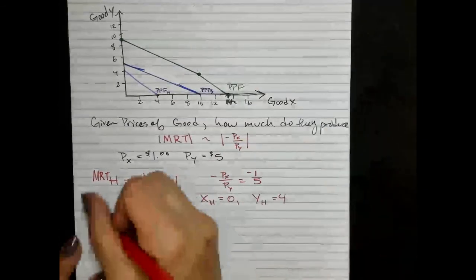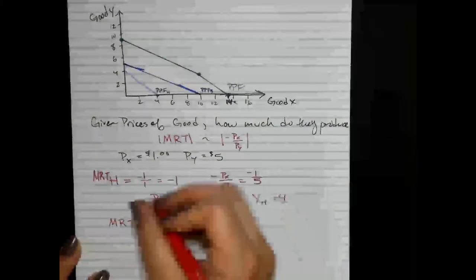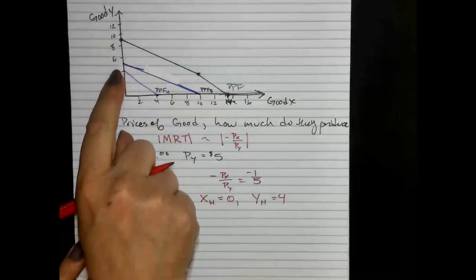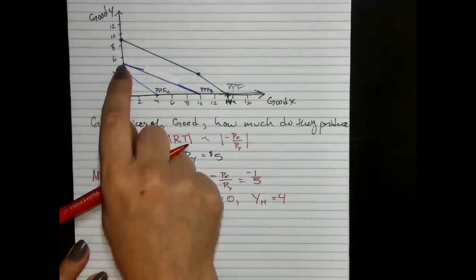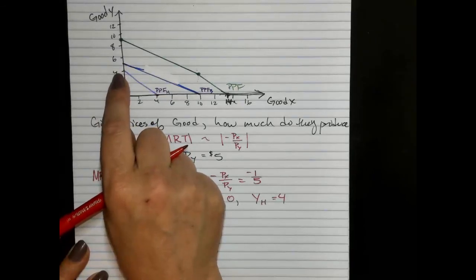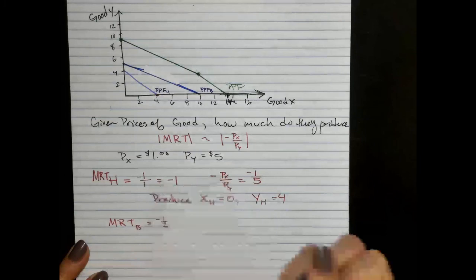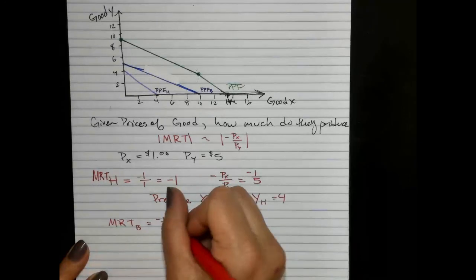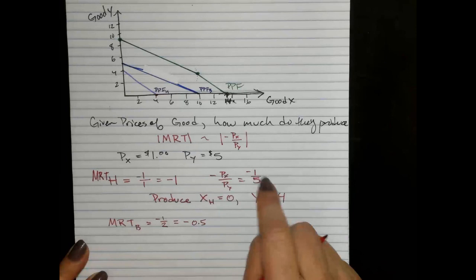On the other hand, if we want to find the marginal rate of transformation for Biliary, that's going to be 5 to 10. So that's a slope that tells us that every time they give up one good Y, they're going to get an additional 2 good X. That's a slope of 1/2. So that gives us an MRT of -0.5 if we want. This stays the same, the ratio of prices.